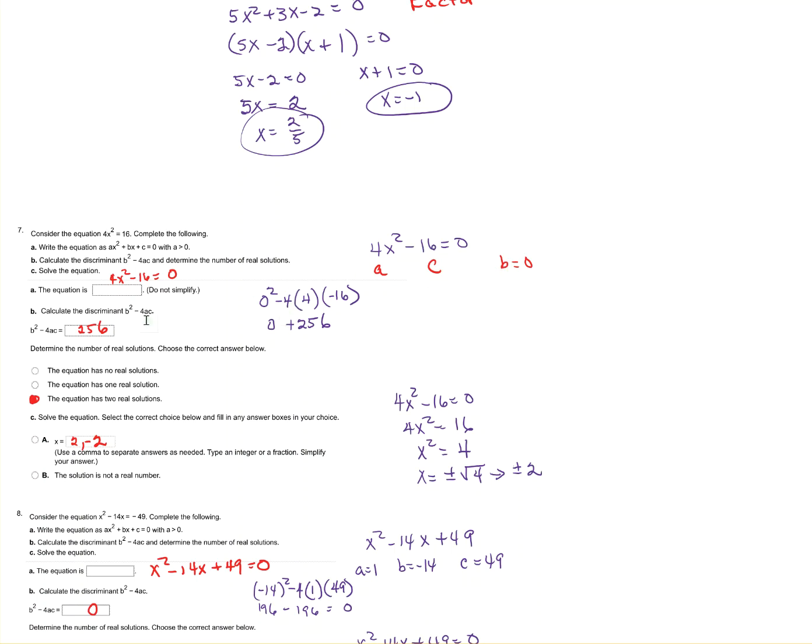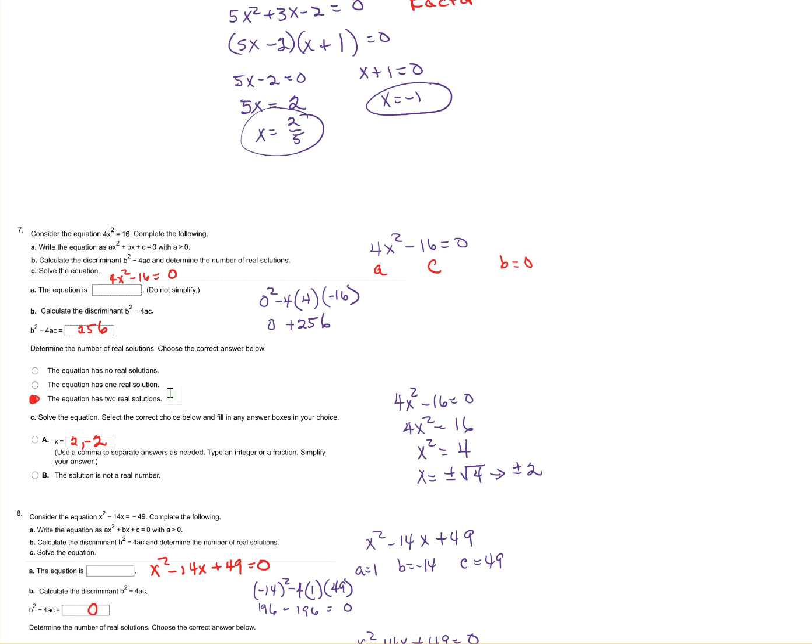So if we do the discriminant, first they want that equation, and we put it here. Be sure you put the equals 0. That makes it an equation. If you just put 4x squared minus 16, it will count it wrong. So over here, I'm calculating b squared minus 4ac, and we get a positive 256. So that's the value of the discriminant. A positive value tells you you have two real solutions.